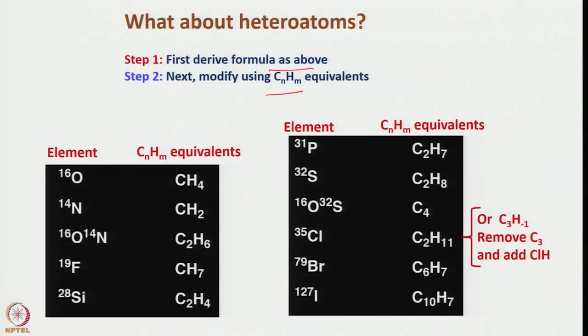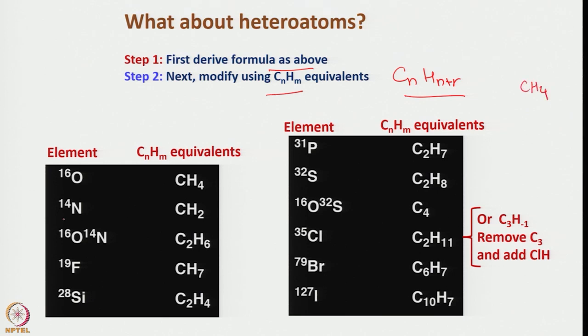What would happen if you have hetero atoms? First derive the formula as above. So first we have to find out CnH(n+r), where r can be 0 or any number. Once after identifying that, we have to see whether any other hetero atoms are there. If oxygen is there, oxygen atomic weight is 16, carbon is 12. So you eliminate one CH4 to add one oxygen atom. To add one oxygen atom, you eliminate 16, that is CH4.